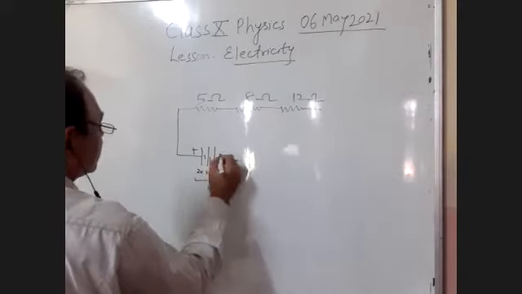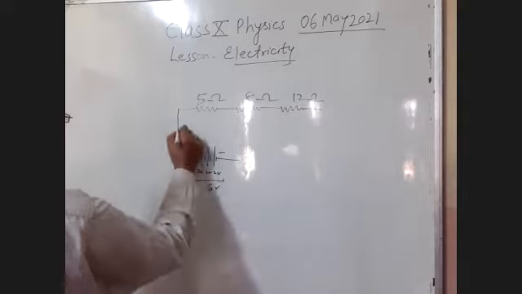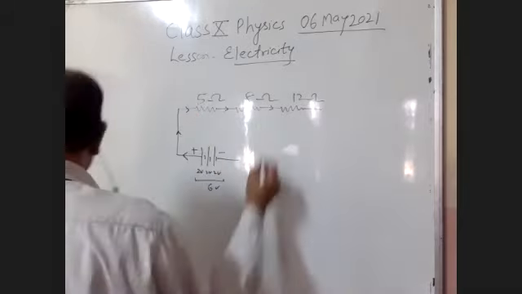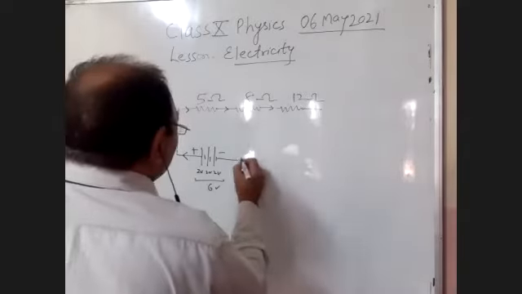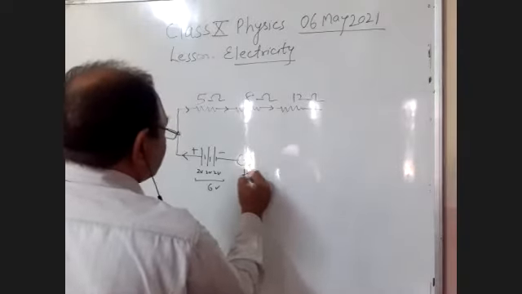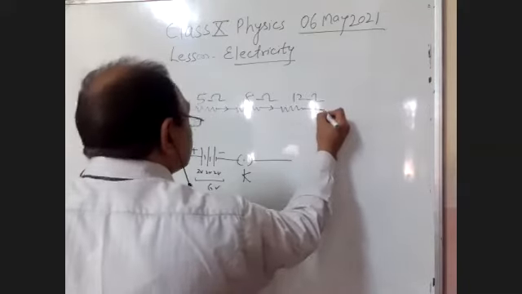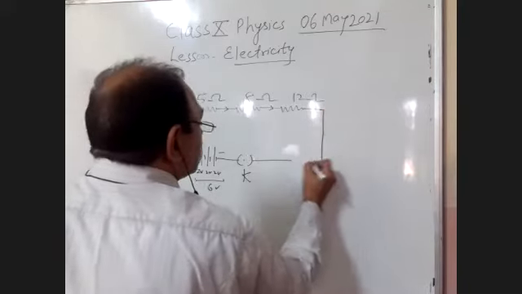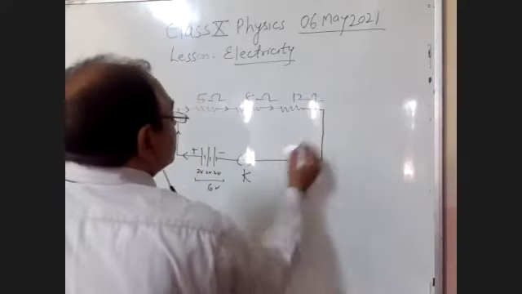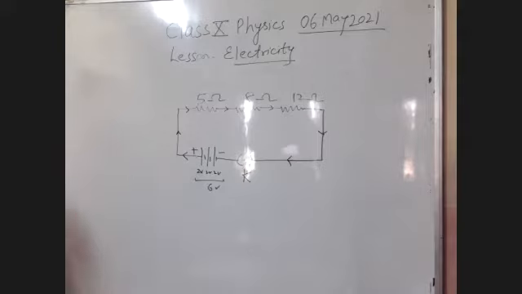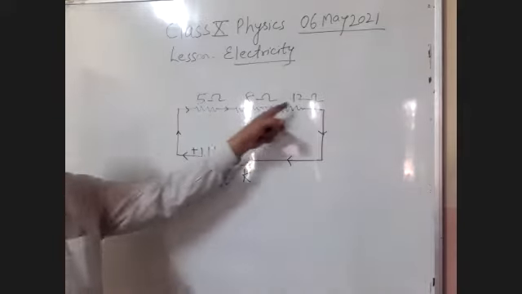This is the positive terminal, this is the negative terminal. So the path of flow of current will be like this. Now students, there is a key here, and we'll complete this circuit. Now your circuit diagram is like this. There are 3 resistors shown, 5 ohm, 8 ohm, and 12 ohm.